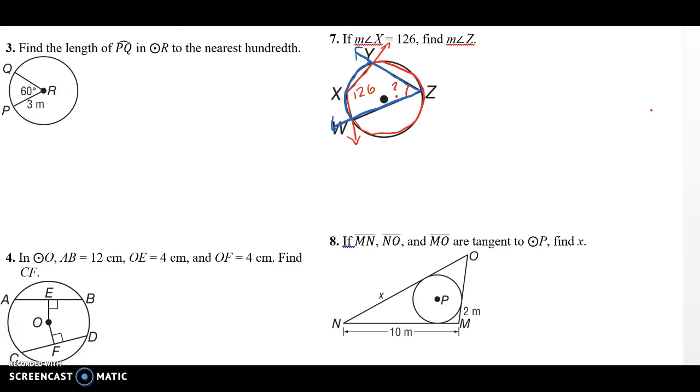So if we have that angle X is 126 degrees, we can do 180 minus 126, and that should give us angle Z. Okay. So then we'll find that the measure of angle Z is 54 degrees. Alright. Moving on again.